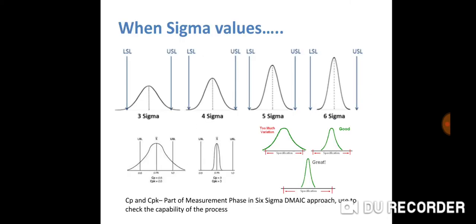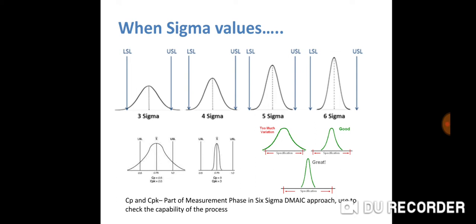In session 1, we concluded that if the width is more, that means variation is more. If the variation is more, we will have more rejection. So in order to have Six Sigma, it should be well within the specification. LSL and USL should be half of the overall width. That means it is considered to be Six Sigma.